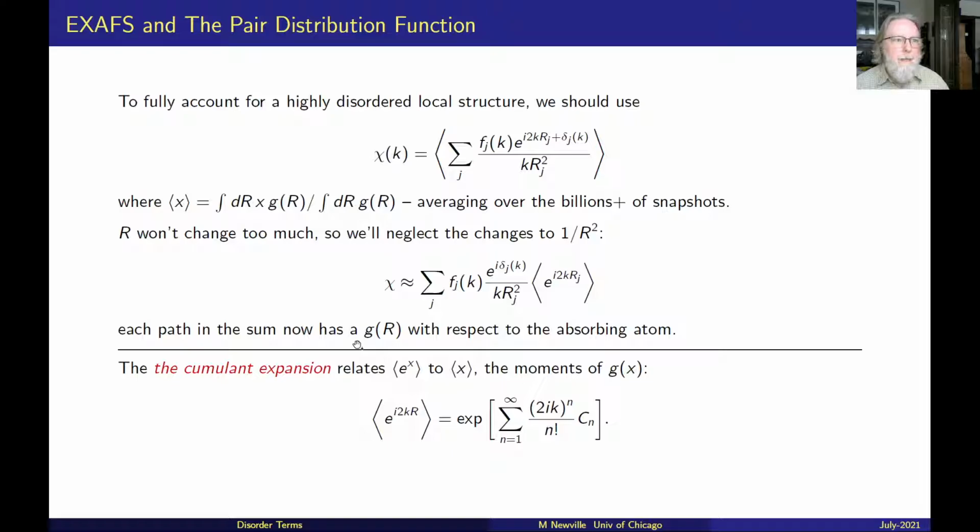A simple way to do this, and a simple way to encode this, is to use what's called the cumulant expansion, which relates the ensemble average of an exponential to the ensemble average of X, the moments of G of R. So you'll get the centroid, and you'll get the second moment, the sigma squared, and you'll get higher measurements, skewness, kurtosis, and so on. So that's easily described as this mathematical function where we have these coefficients, the cumulant coefficients, Cn.